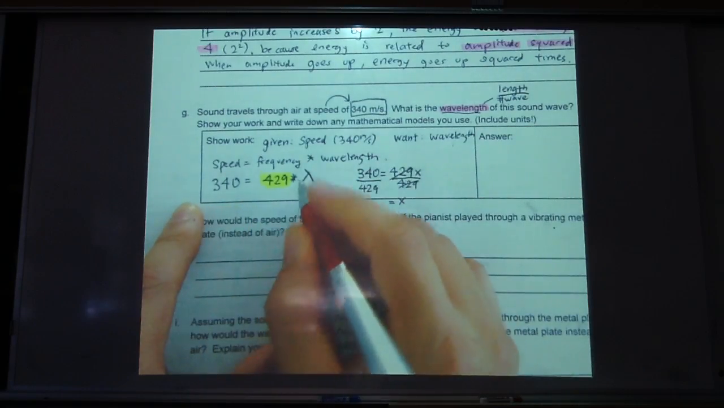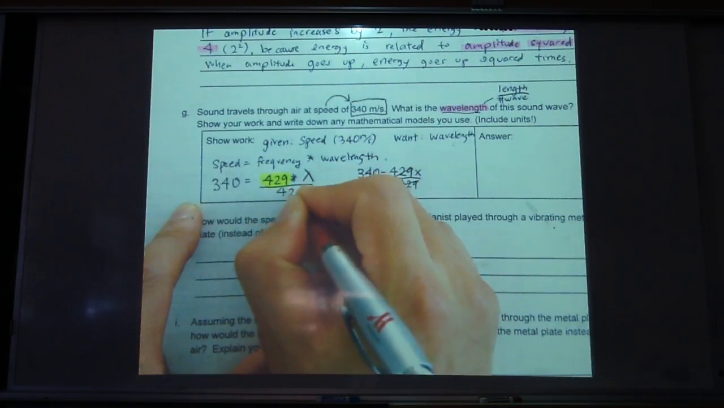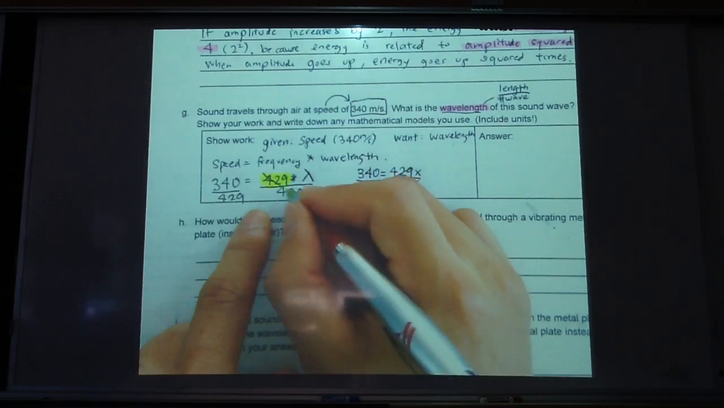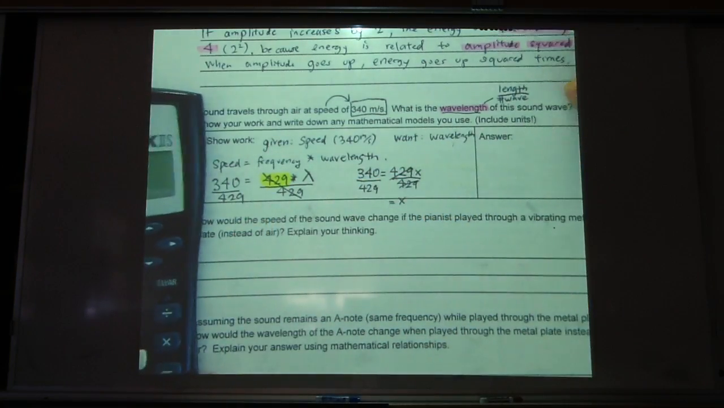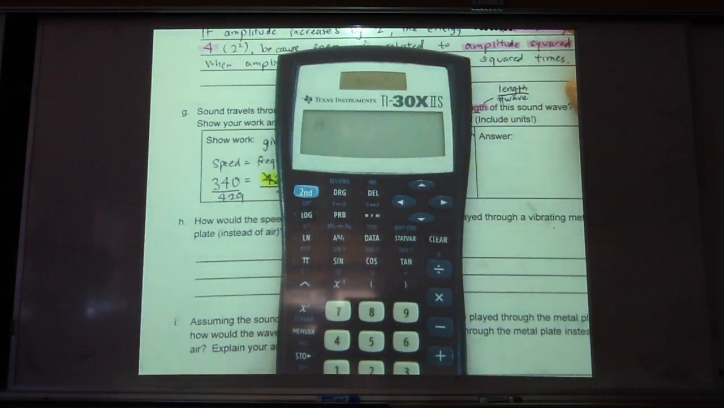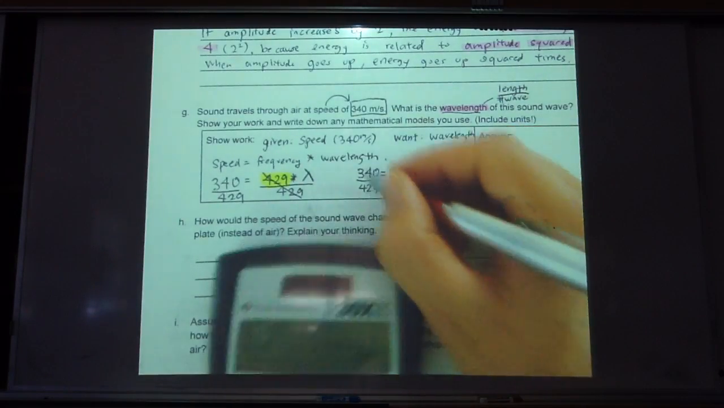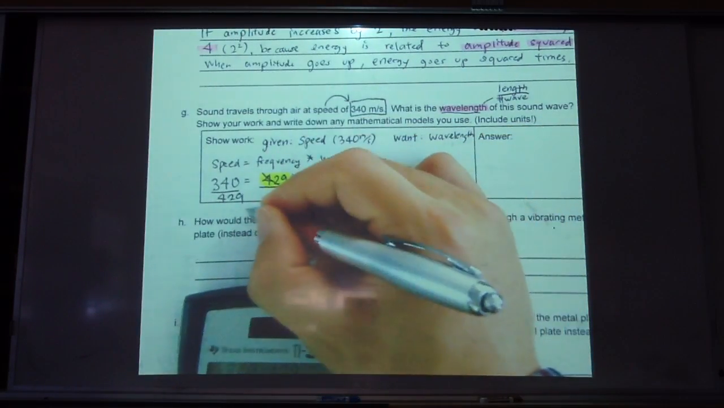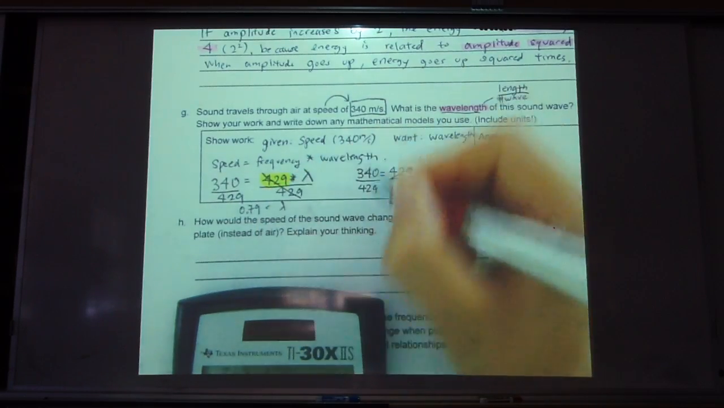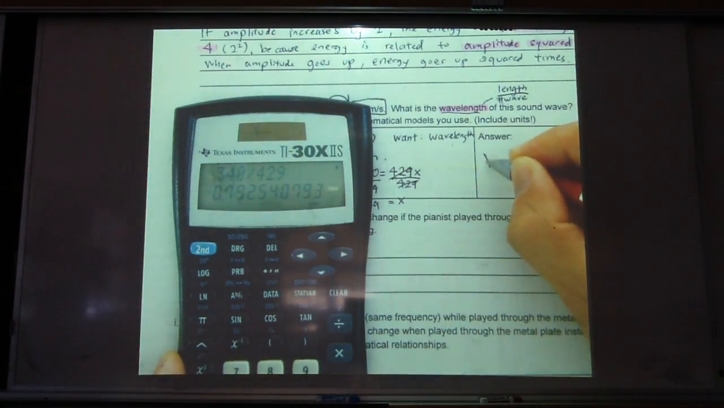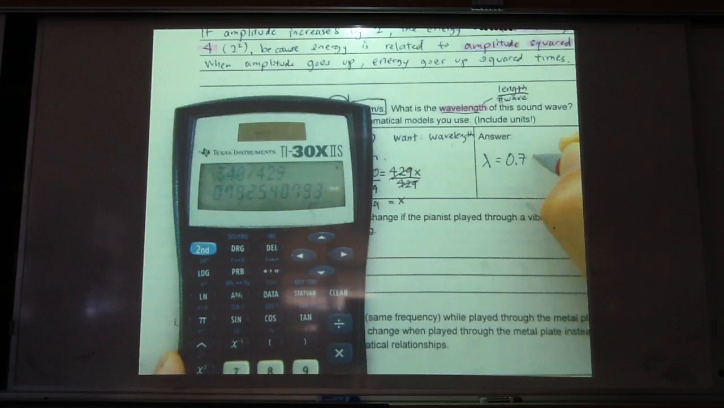So same thing for this problem. We just have to divide away the 429 on both sides so that we can get this to cancel out. And so we're left with 340 divided by 429. That should give you 0.7925. So x and wavelength is 0.79. So my answer is wavelength is 0.79.